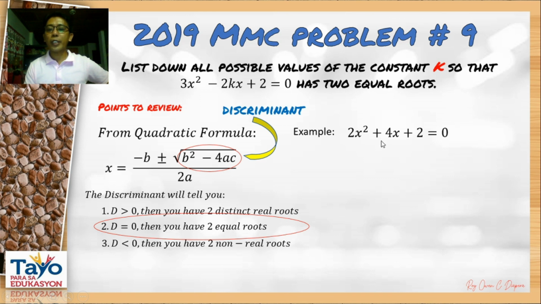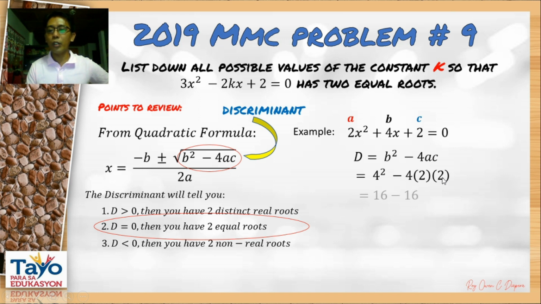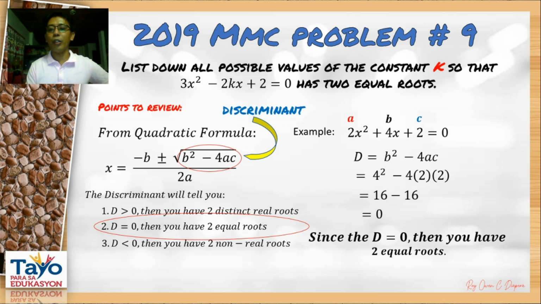So example, 2x squared plus 4x plus 2 equals 0. We will try to solve for the discriminant. Of course, the value of a is 2, the value of b is 4, and the value of c is 2. Now, the discriminant, of course, is b squared minus 4ac. We substitute the values of a, b, and c here. So that gives us 4 to the power of 2 minus 4 times 2 times 2. Of course, 4 squared is 16, and negative 4 times 2 times 2 is negative 16. And 16 minus 16, of course, is 0. Now, since the discriminant is equal to 0, then you have two equal roots.